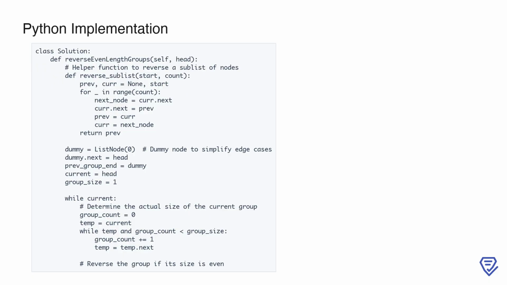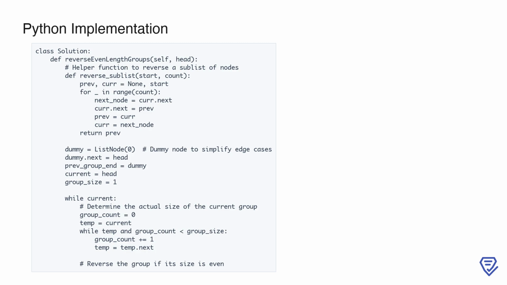Next, we create a dummy node pointing to the head of the list, which helps handle edge cases more easily. The variables prev_group_end and current are initialized to manage traversal, with prev_group_end marking the end of the previous group and current pointing to the start of the current group. We also initialize group_size to 1, as the first group will contain only one node.